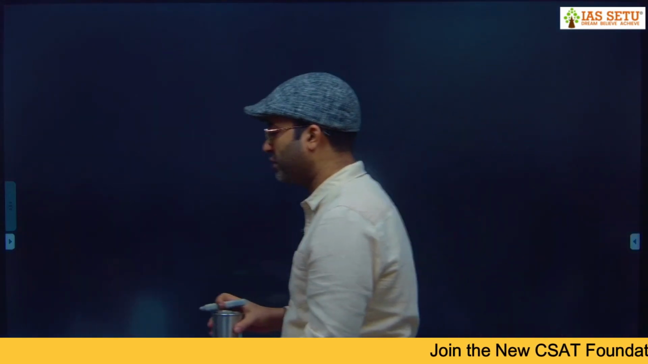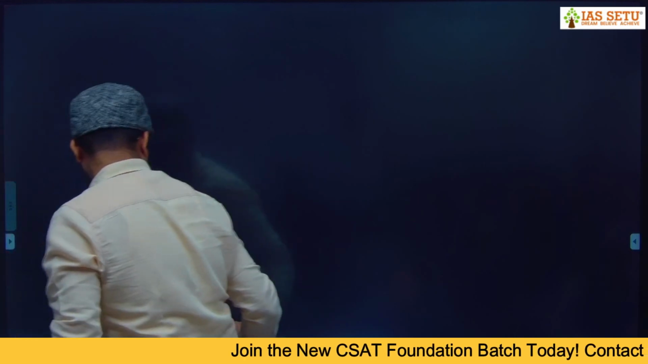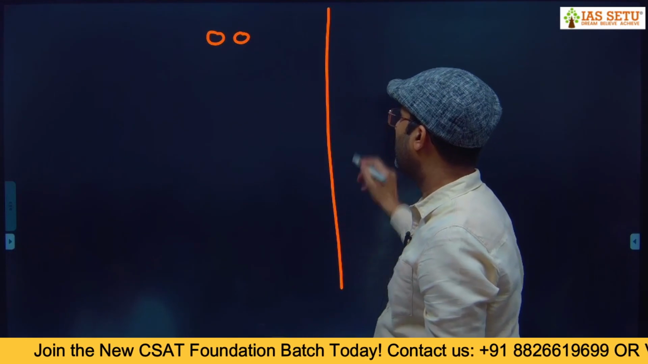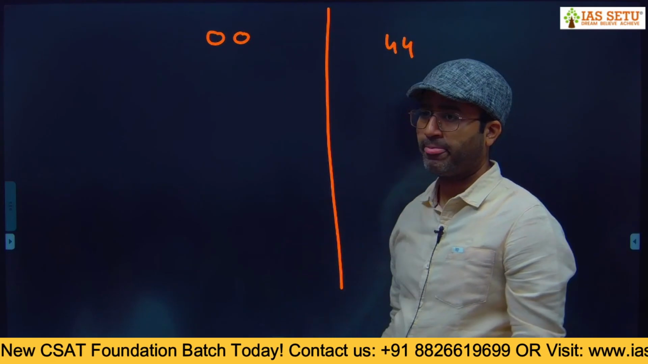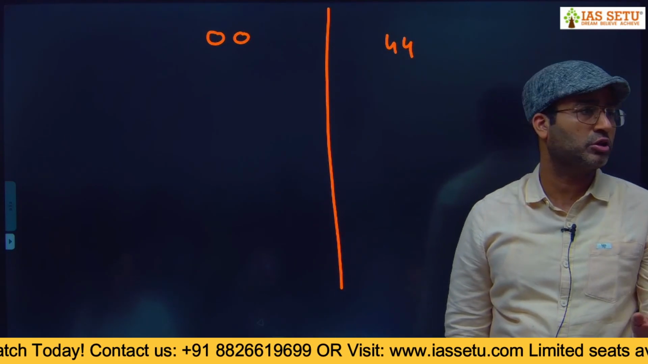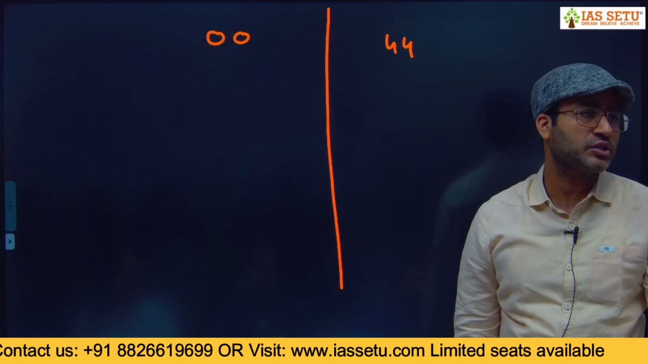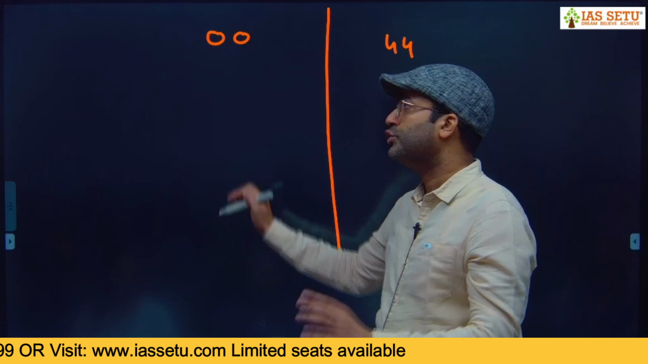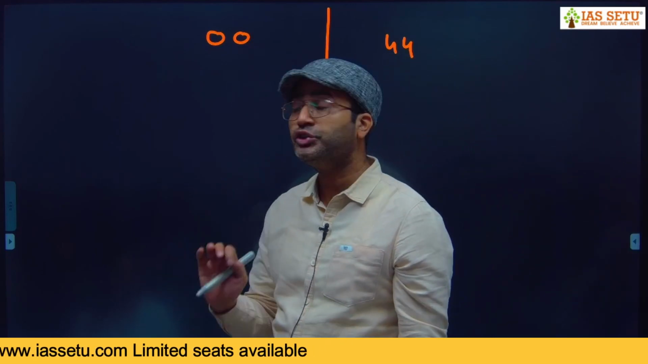See, we observe one thing. If the last two digits are same, there are only two possibilities. Either it is 00 or it is 44. No other possibility. It will never be 11, 22, 33, never. If the last two digits are same, it has to be either 00 or 44. 00 is easy. When does 00 come?